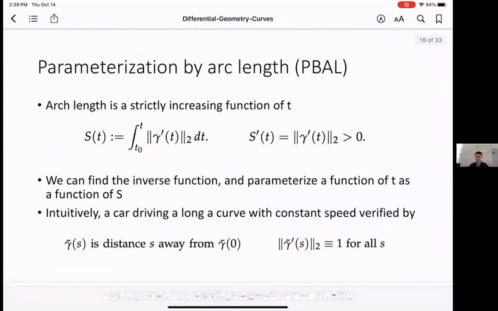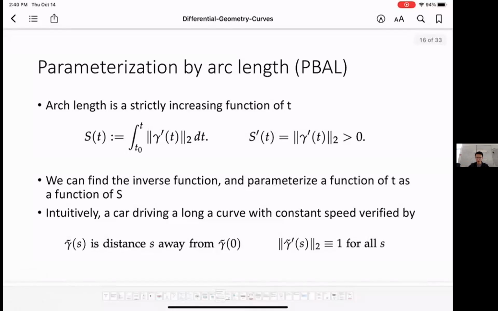We can just take advantage of this arc length. If we use the arc length variable, in this case S, and parameterize our curve in terms of this S, then for every curve we will have this standard canonical parameterization. More precisely, S can be computed using this arc length formula, which makes it just a function of t, right?